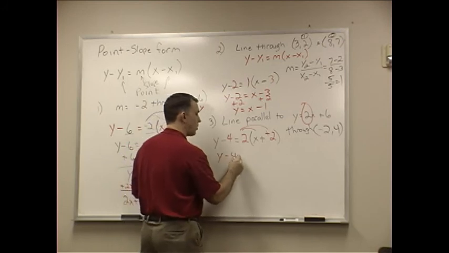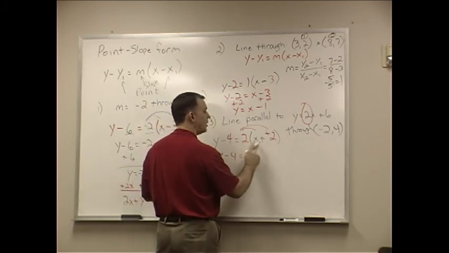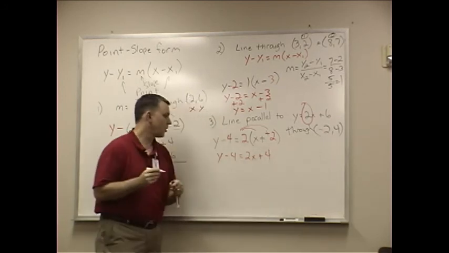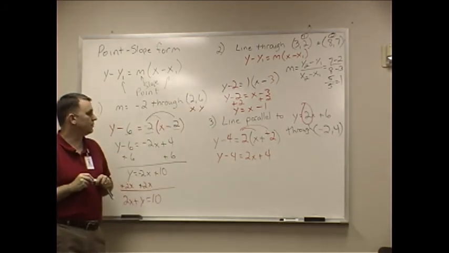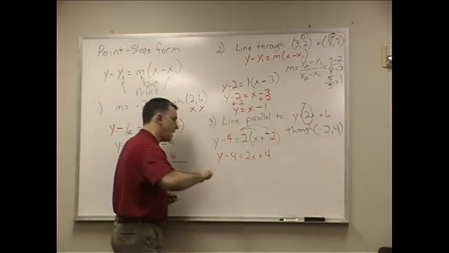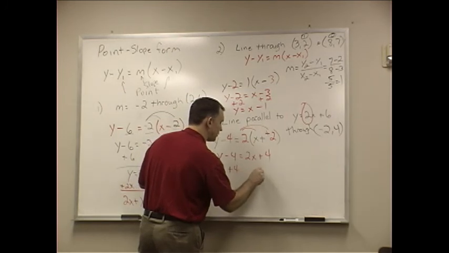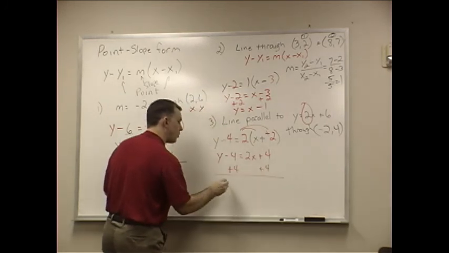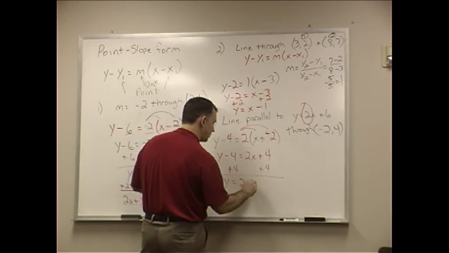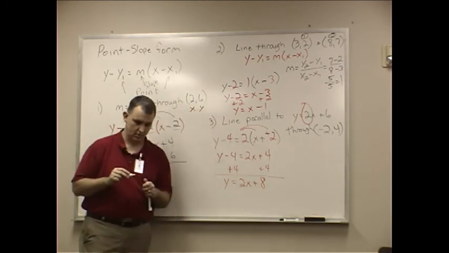Go ahead and do the distributive property. Y minus 4 equals 2x, and 2 times 2 would be plus 4. Then I'm going to add 4 to both sides. Y equals 2x plus 8.